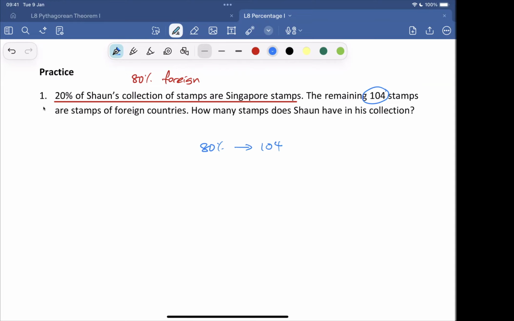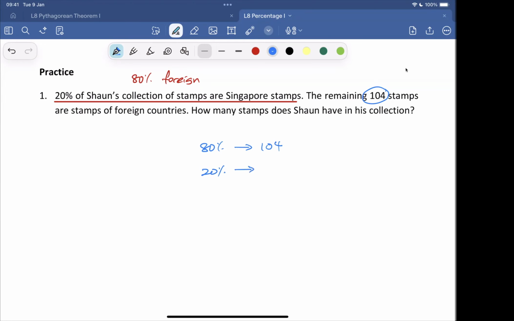Because these are foreign stamps. So, if they ask how many stamps did Sean have at first, right? It says how many stamps does Sean have in his collection? So how many percent are they asking you for? 100%. So from 80, how do you get 100? You can't, right? You cannot just multiply by 2 and get 100. So we must simplify it first. Can you make it smaller first? Can we find 20% first?